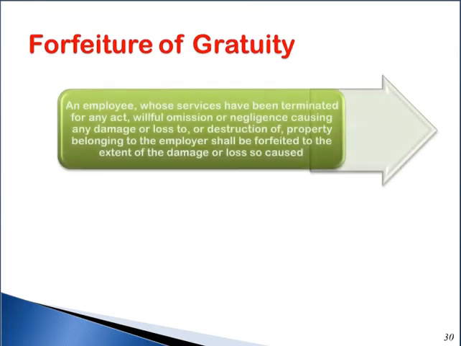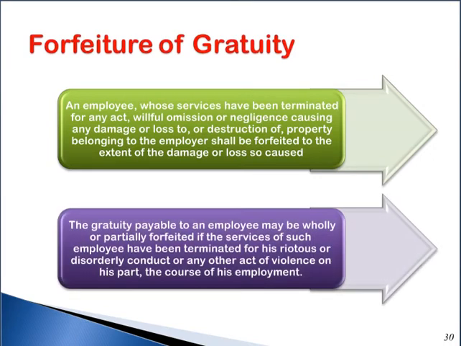The Act states that an employee whose services have been terminated for any act, willful omission or negligence causing any damage or loss to or destruction of property belonging to the employer shall be forfeited to the extent of the damage or loss so caused. It further states that the gratuity payable to an employee may be wholly or partially forfeited if the services of such employee have been terminated for his riotous or disorderly conduct or any other act of violence on his part during the course of his employment.